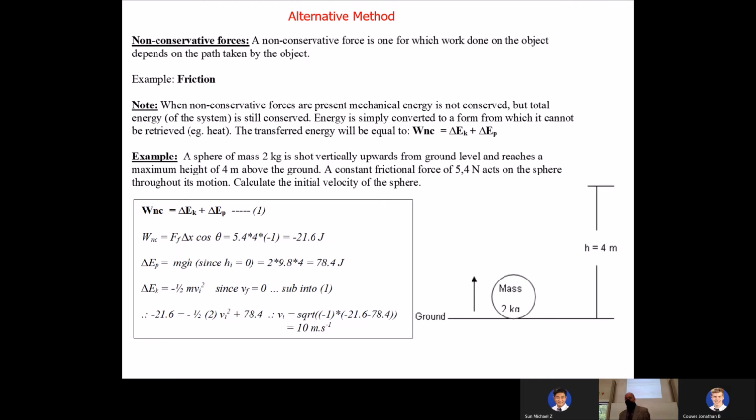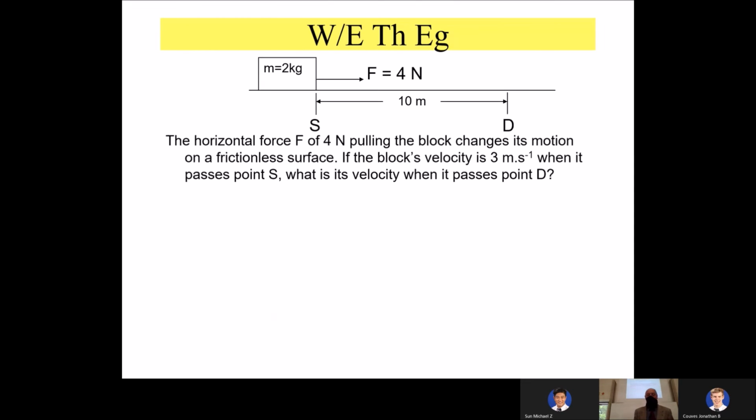Do you not get a mark right out for me? No. Not the F delta X cos theta, no. You get a mark for using it correctly. You might get 1 mark for it once, so potentially 6 marks, but I doubt it.